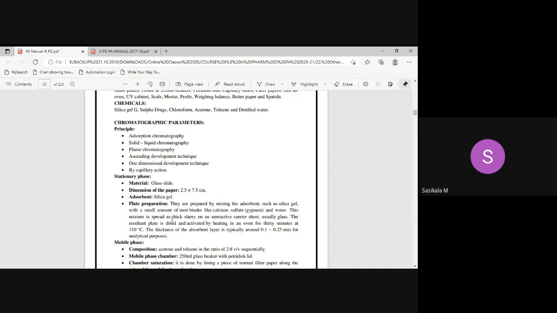Then the plate preparation method. What are the preparation methods available for preparing TLC plates? Can anyone mention the methods available for TLC plates? Even you have written it in the sessional also, right? Methods of preparation of TLC plates. There are four methods available, right?